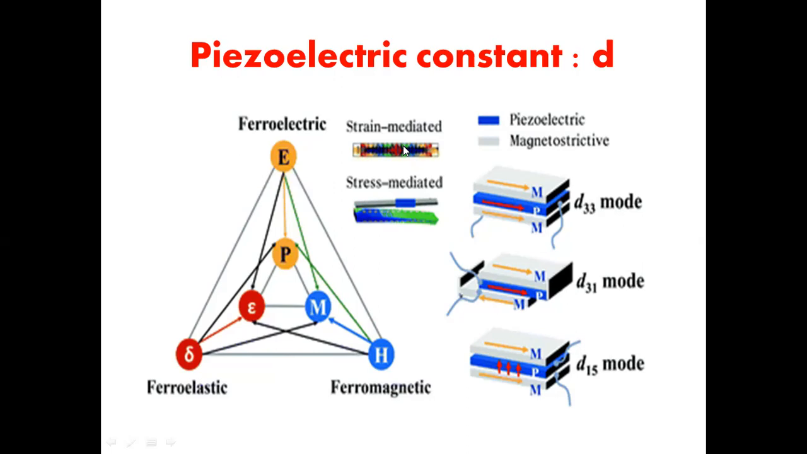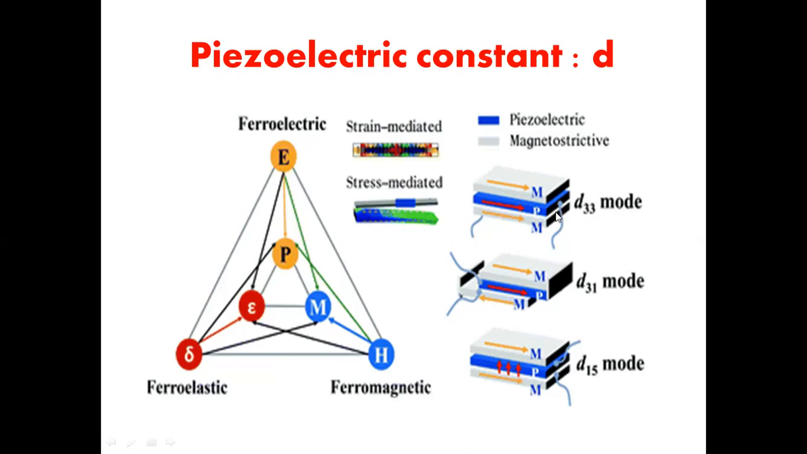the ferroelectric phase and the ferromagnetic phase is of two types. Either it is strain mediated or it is stress mediated. So either strain or stress will be developed inside the composite material. Accordingly, one type of material will be activated, either the ferromagnetic material or the ferroelectric material.